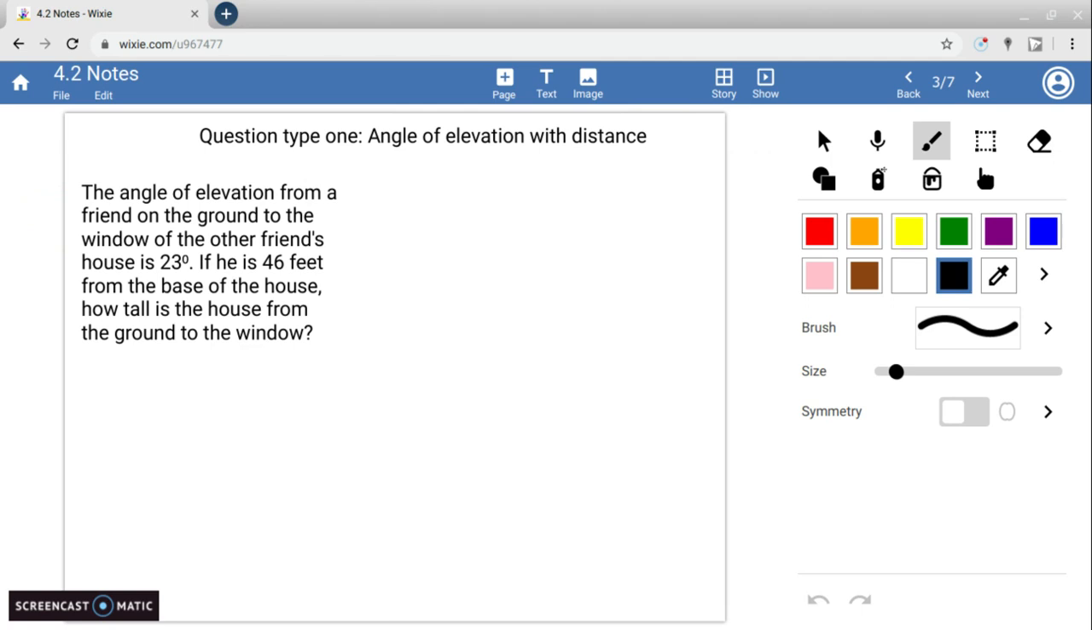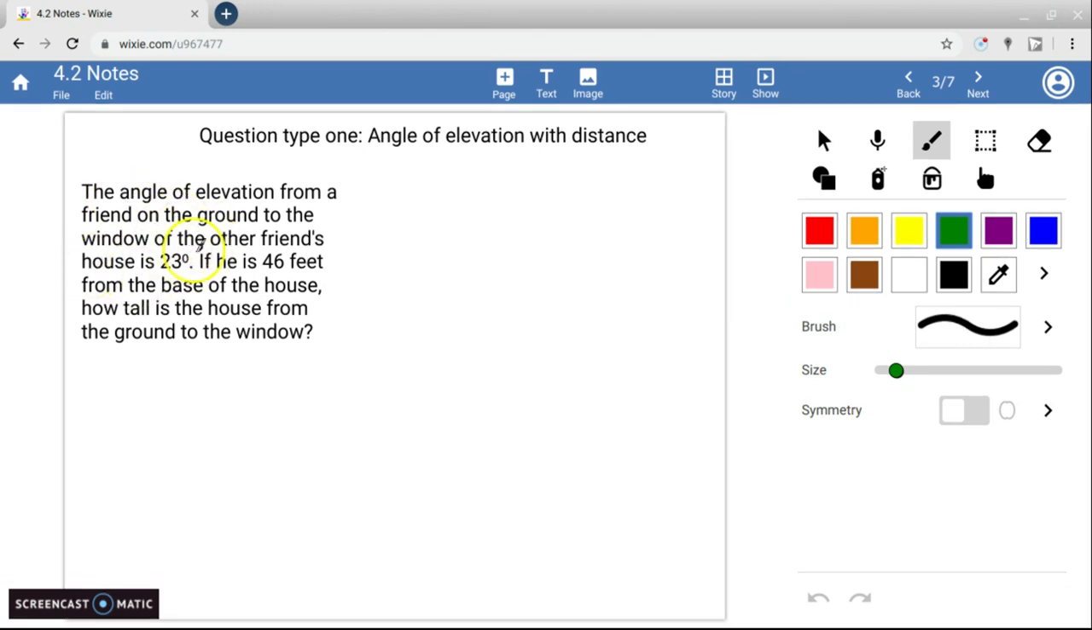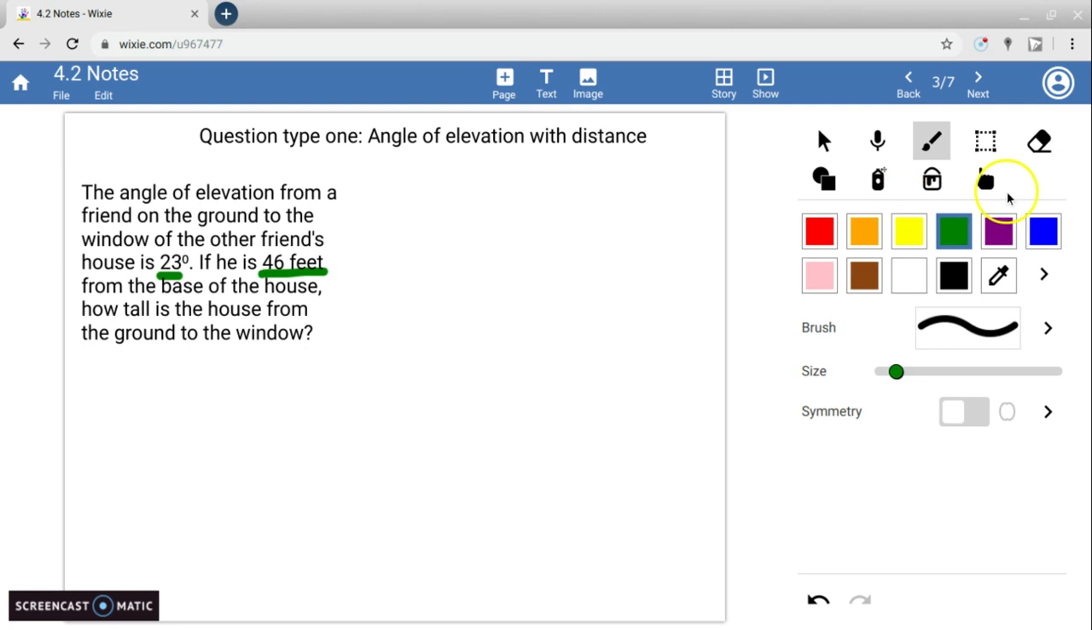The angle of elevation from a friend on the ground to the window of the other friend's house is 23 degrees. If he is 46 feet from the base of the house, how tall is the house from the ground to the window? So you should basically pick out just the numbers for now. The angle of elevation is 23 degrees, and he's 46 feet from it. Since there are units, we have to include those.